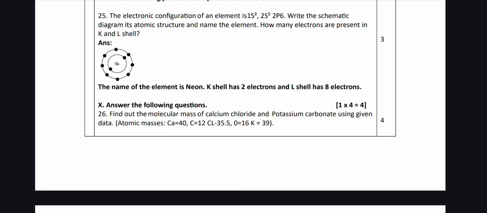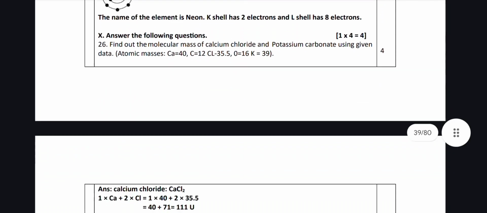Next question: the electronic configuration of an element is 1s2, 2s2, 2p6. Write the schematic diagram of its atomic structure and name the element. How many electrons are present in the K and L shells? You can see it over there. The name of the element is neon. The K shell has 2 electrons. The L shell has 8 electrons.